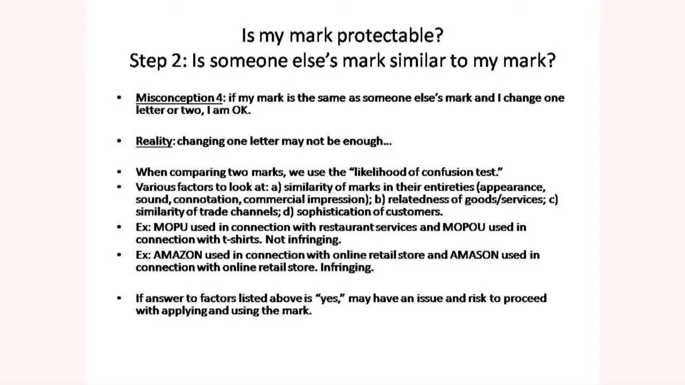And we could also look at the channels of trade. If your product is sold in a grocery store, for example, and your competitor product is also sold in a grocery store, there could be a problem with that. After looking at all those factors, if we answered yes to most of the questions, meaning yes, both marks are similar, yes, we're looking at similar type of products or services, or yes, we have similar channels of trade, then we may have a problem and a risk of proceeding with applying for a mark and even just using our mark.